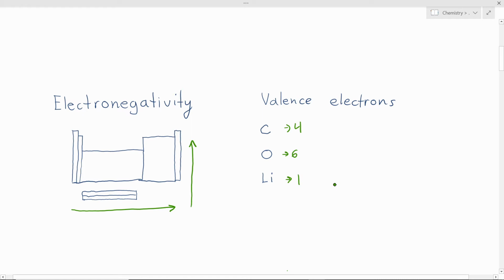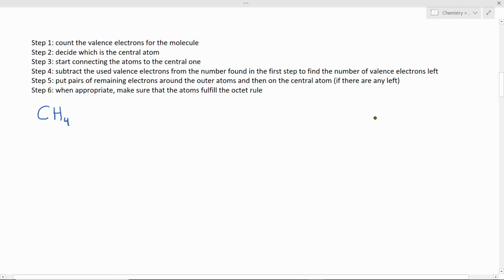Alright, now we are ready to start drawing our Lewis structures. Here I have outlined a few steps to correctly draw Lewis structures. Step 1 is to count the valence electrons for the molecule. So count the valence electrons for each element that is present, and then add those up so you can find the total number of valence electrons for the molecule. The second step is to decide which is the central atom. Now, generally, the central atom will be the least electronegative atom in the molecule.